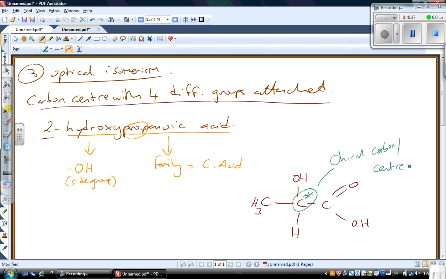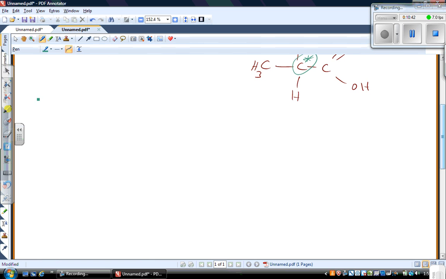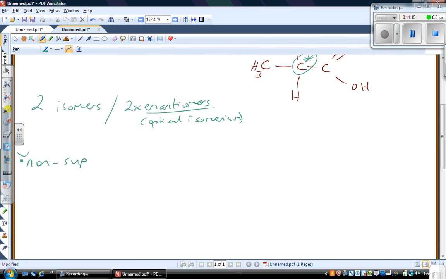The next thing we want to talk about with optical isomerism is that you can have two isomers for an optically active compound, which are referred to as enantiomers, 2 enantiomers. So just get used to that key term. Isomers or enantiomers, essentially the same thing, except this is specific to optical isomerism. The next thing is that they are non-superimposable. This is another key idea, non-superimposable.